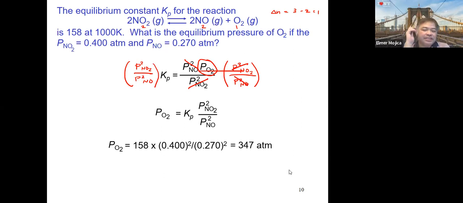Now, we said Kp is equal to Kc when delta N is equal to 0. Now, when does it happen that Kp will be more than Kc? And when does it happen that Kp is less than Kc?